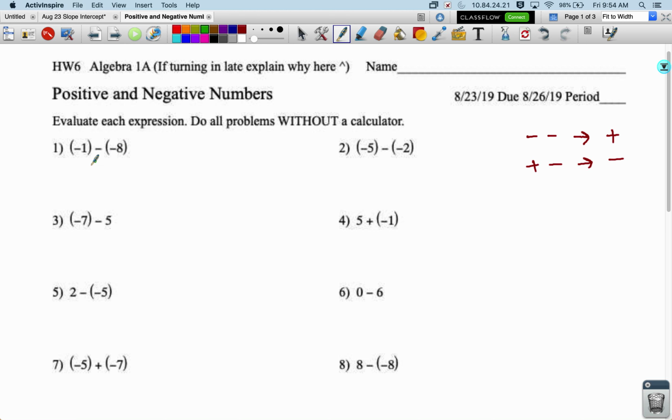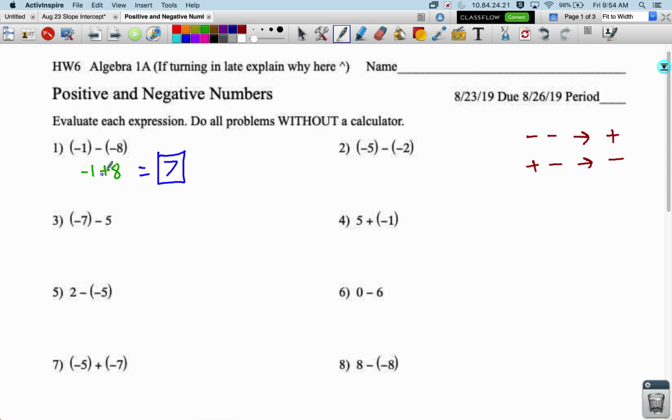-1 minus a -8, well, that's the same as -1 plus 8. I like to think I'm $1 in debt, but then I deposit $8. How much money do I have? Well, of that $8 I deposit, 1 will cancel out my debt, and the remaining $7 will just all be positive numbers in my bank account.